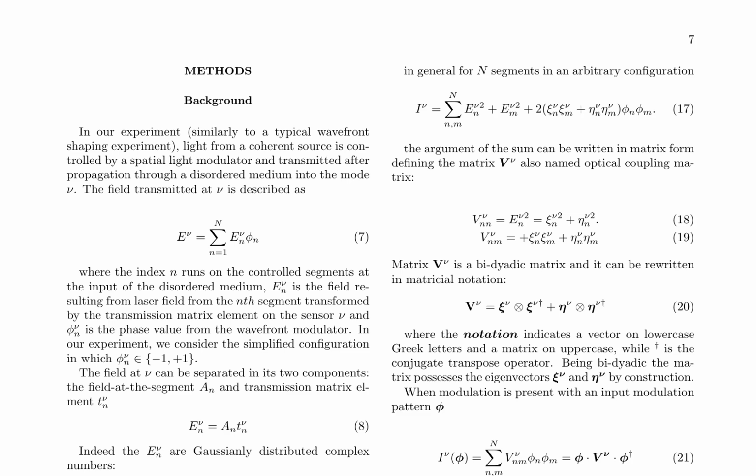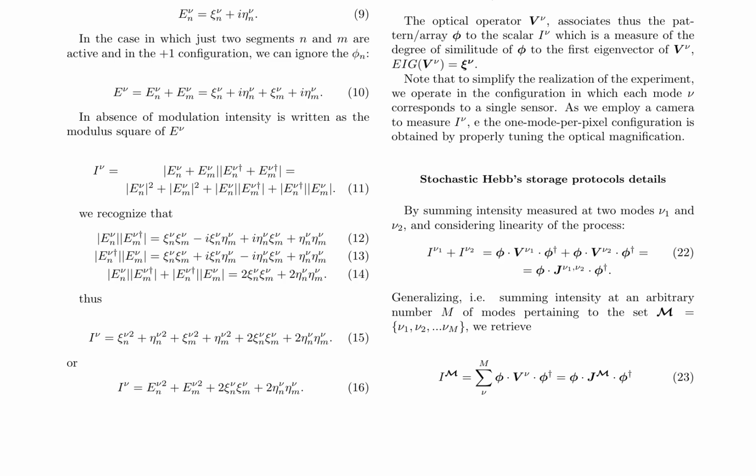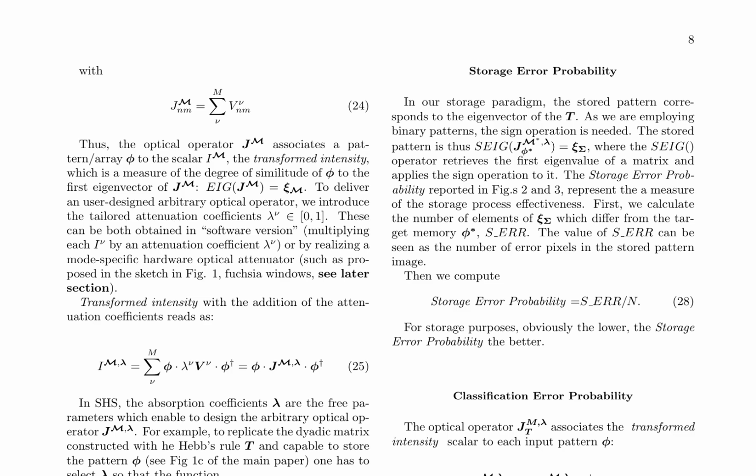The experiment simplifies the configuration by considering only two active segments with a +1 phase configuration. The intensity is written as the modulus square of the field, recognizing that the modulus of the field is a Gaussianly distributed complex number. The optical operator V nu associates a pattern, array phi, to a scalar I nu, which measures the degree of similitude of phi to the first eigenvector of V nu.